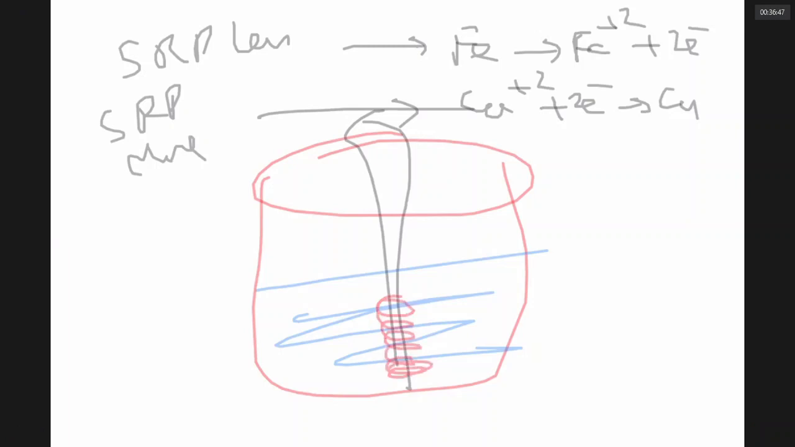Blue color copper ions gain 2 electrons and they become red color copper. Are we clear? Yes. The loser is in contact with the gainer, so the solution will become hot, and no current is produced.